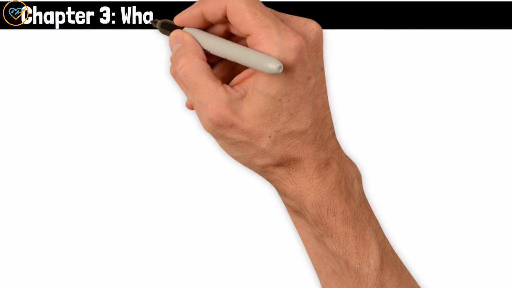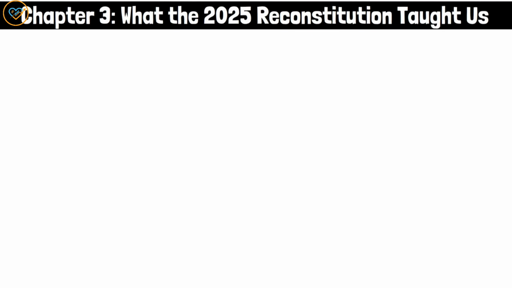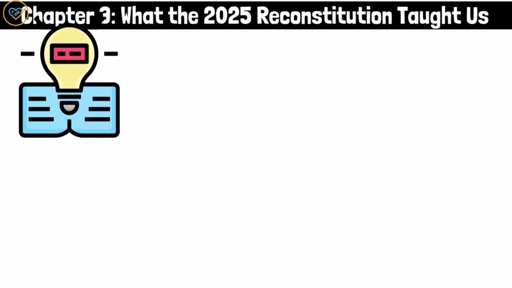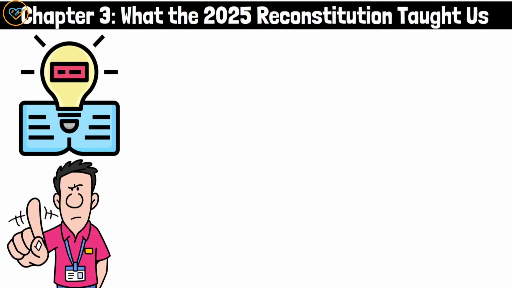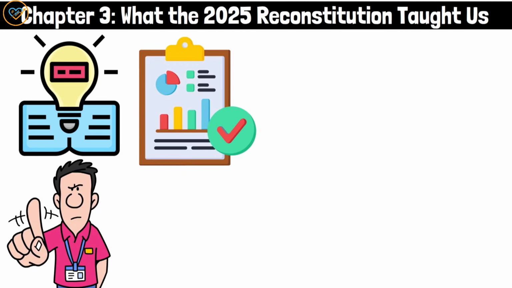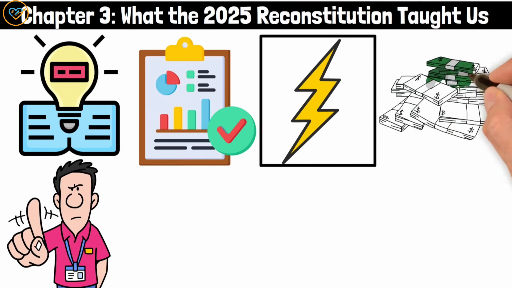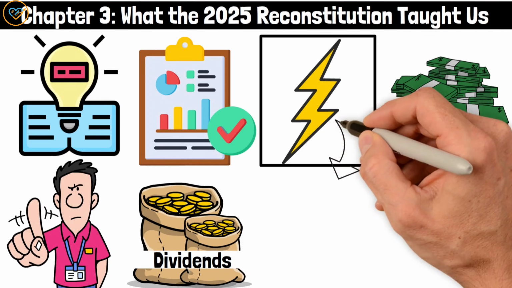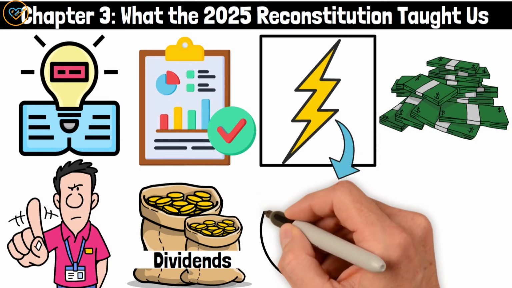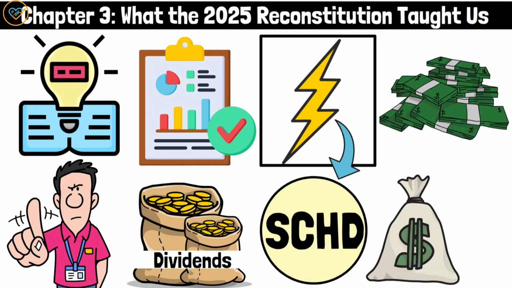Chapter 3. What the 2025 Reconstitution taught us. The 2025 Reconstitution gave us a real lesson, not a theory, actual results. That year, energy stocks ranked very well. Strong cash flows, high dividends, solid balance sheets. As a result, energy became a large part of SCHD, nearly 1/5 of the fund.